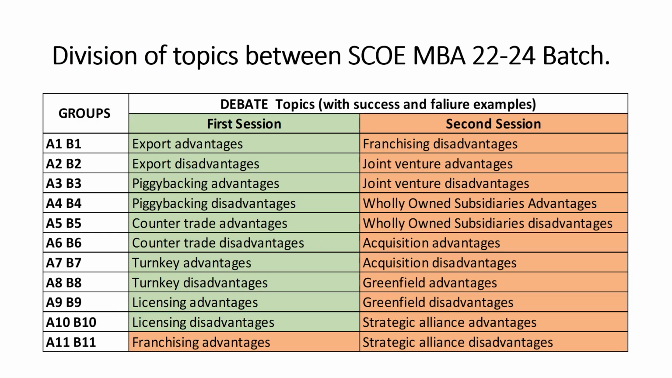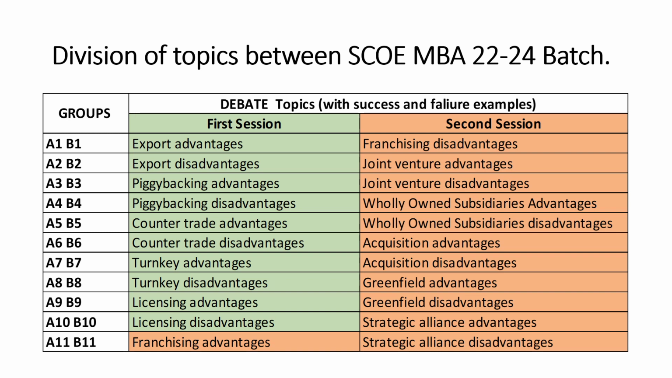Now, to do this, I've decided upon a group discussion activity, and I have divided the entire batch into 11 groups of two sections. So there's section A, which is divided from 1 to 11, and section B, which is divided from 1 to 11. And I have assigned topics to each group.